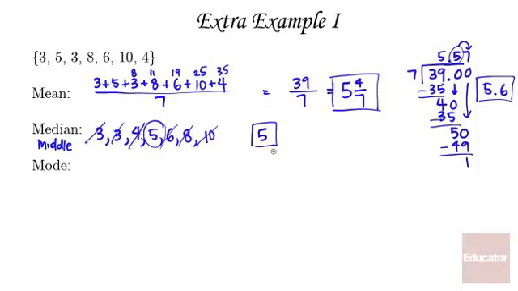Okay, and then the last one, the mode, is most, right? The mode is most. So what number do you see the most? What number occurs the most? That would be the 3, right? Because 3, you see it twice. The other numbers, you only see them once. So 3 is going to be the mode.